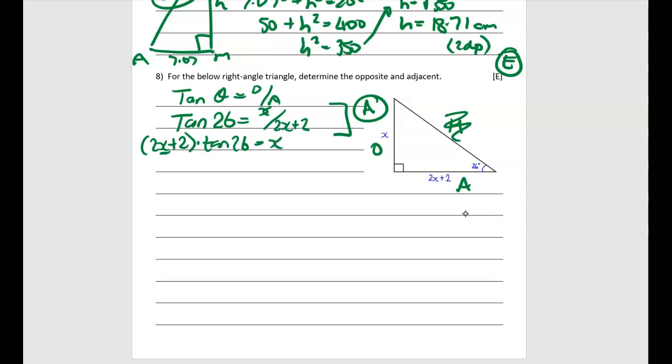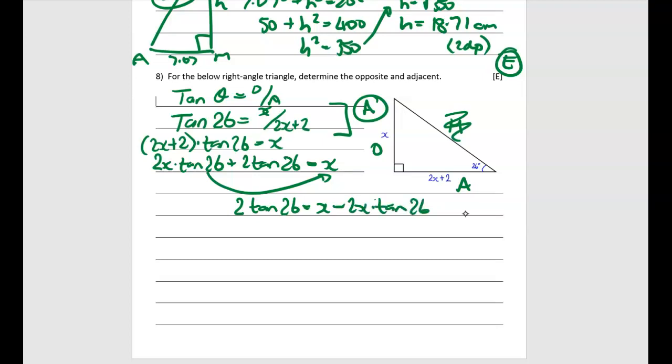The x here is now locked away in a bracket, so it probably means you're going to have to expand to get that out. 2x times tan 26 plus 2 tan 26 is equal to x. We've now got x's on both sides, so we're going to move them to the same side. So it's currently positive over here. I'm going to move it to the side as negative. So 2 tan 26 is going to be equal to x minus 2x times tan 26.